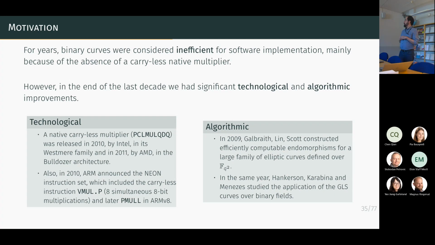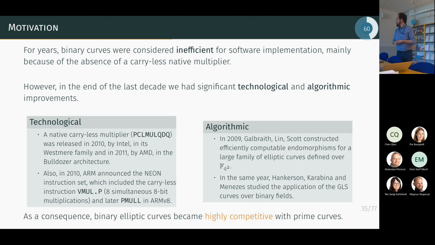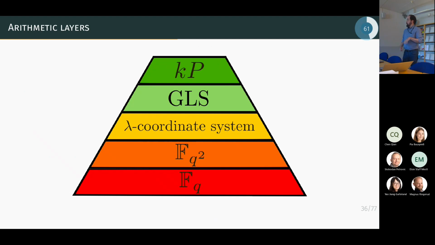We got much better instructions, but things also moved on in the algorithmic side. There is this nice paper in 2009 by Galbraith, Lee, and Scott, where they construct a class of curves that have efficient endomorphisms, and we'll talk about what this means, over some quadratic field extension. That idea was extended to binary curves the same year, although they didn't have a competitive implementation yet. That took a couple more years to be developed. But then we were in this case where, oh, now we have all the ingredients to have a record-setting binary curve in terms of performance. So now I'll talk about this particular implementation layer by layer.